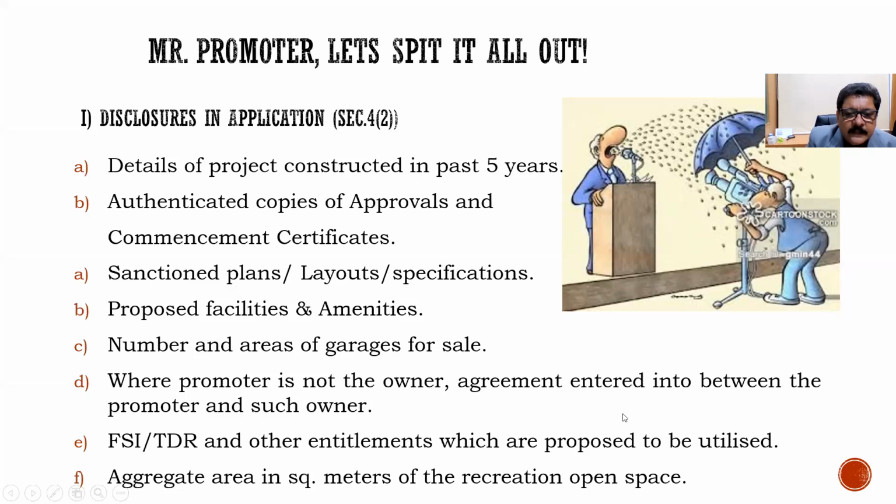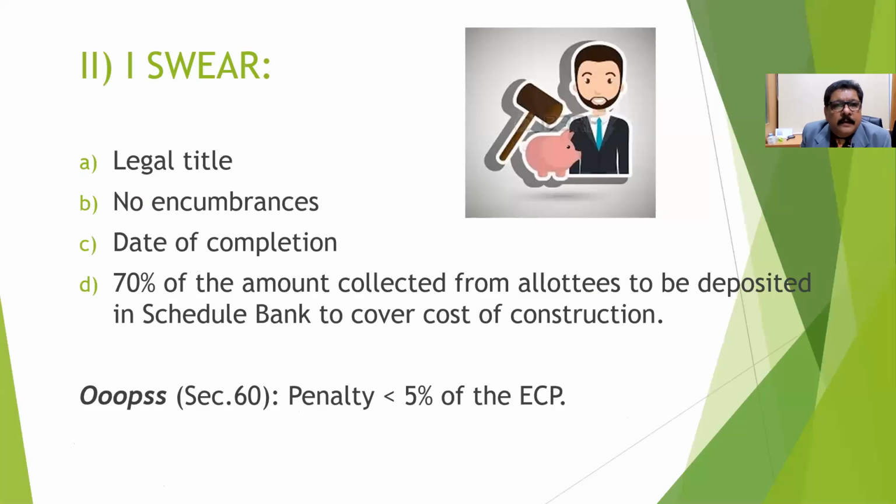FSI and TDR and other entitlements which are proposed to be utilized. Aggregate area in square meters of the recreation open space. So this is how the transparency and accountability is there in place when RERA is there. Now the builder has to swear: I swear, legal title, there are no encumbrances.